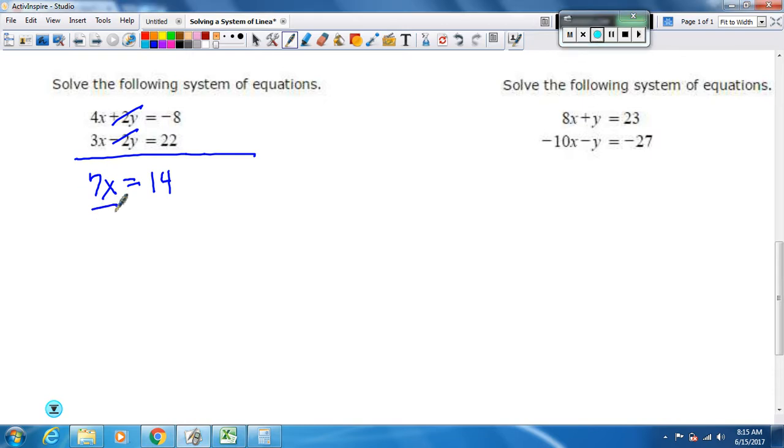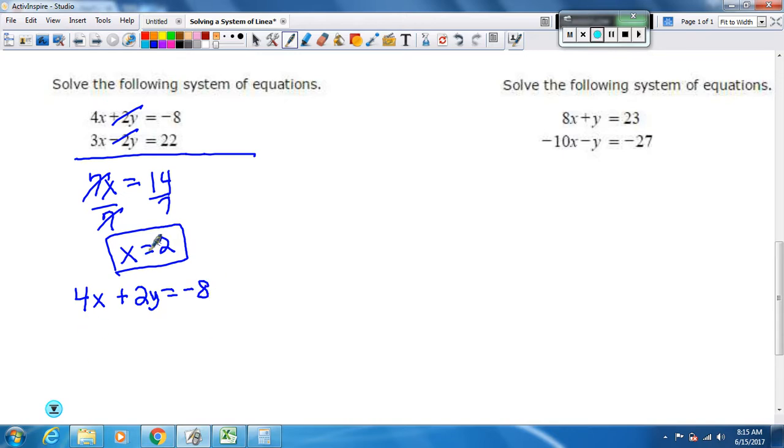Then you divide both sides by 7. So x equals 14 divided by 7 is 2. That's your first answer. X equals 2. The second answer, I'll just take the top one again. I always try to pick the one with the smallest numbers. You have to write it down like it was originally.